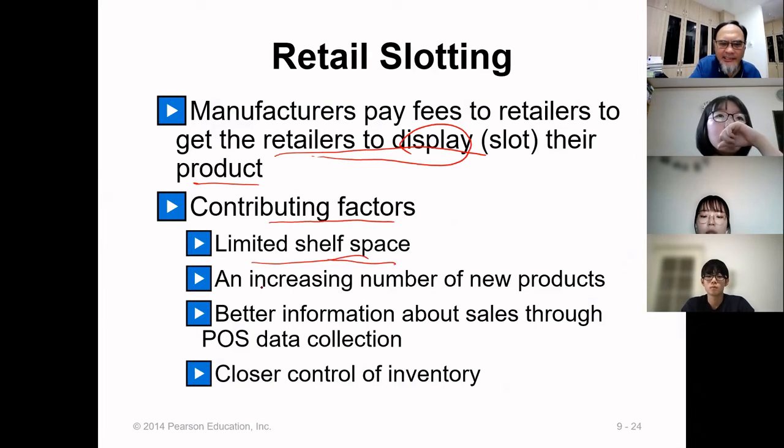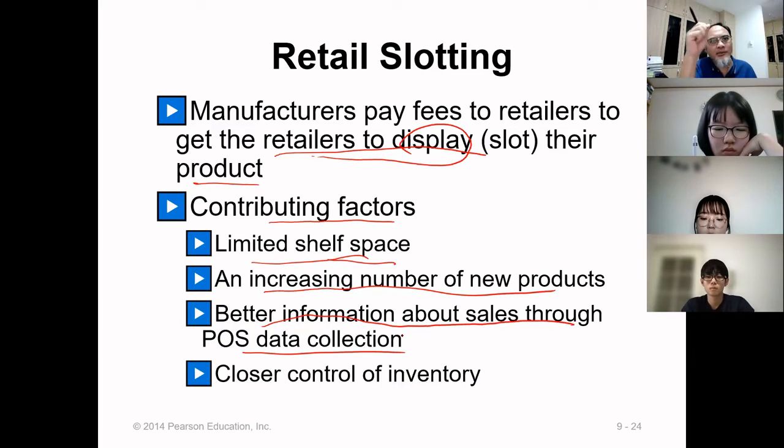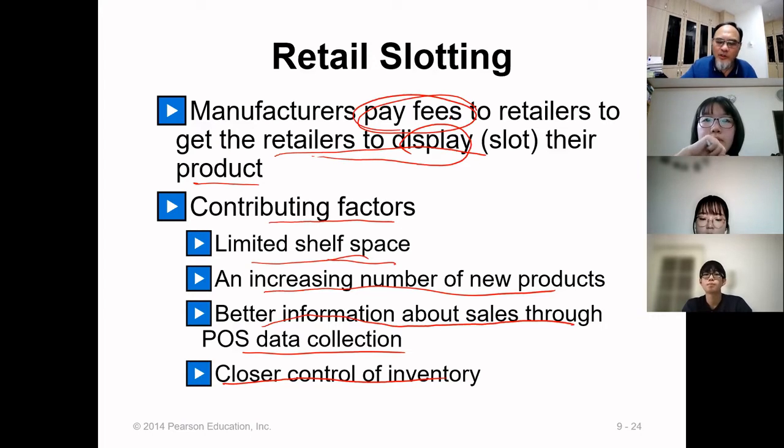So they have limited shelf space. There is an increasing number of new products trying to compete. And if you have retail slotting, you can have better information about sales through point of sales data collection. Now you know exactly whether putting it at that place will increase sales or not. So the manufacturer will know whether it is increasing their sales or not. And of course, closer control of inventory. But today it's all automated. They use barcoding, they use RFIDs. So retail slotting is a concept where you pay fees, and it's not cheap sometimes. I do not know how much, but it's quite expensive for manufacturers to slot at prominent space.